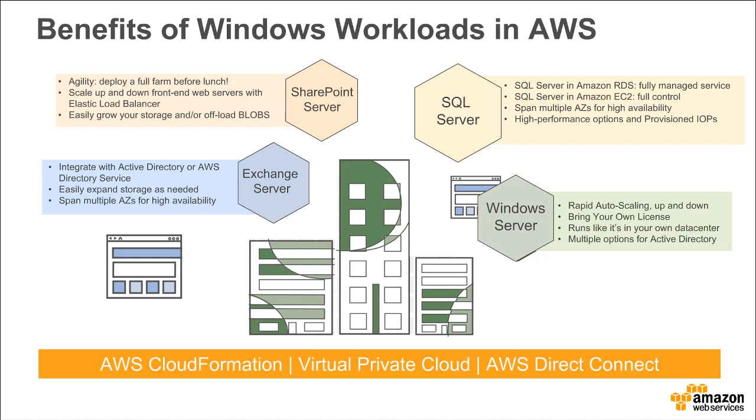Now this slide here shows the diversity of Windows workloads that you can run on AWS, including Active Directory, SQL Server, SharePoint, and Exchange Server. We have many different reference architectures on our website that you can look at for these different types of workloads that depict and describe the best practices for deploying those to ensure that you have highly available deployments of those solutions on AWS. With our core services such as CloudFormation, Virtual Private Cloud, and Direct Connect, it's just like running Windows workloads in your own data center.